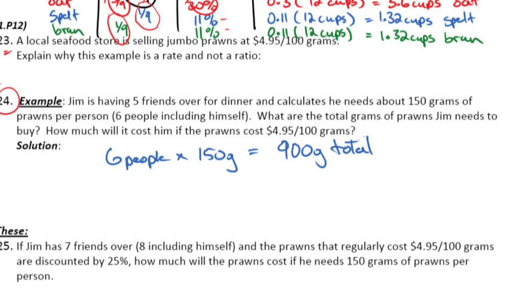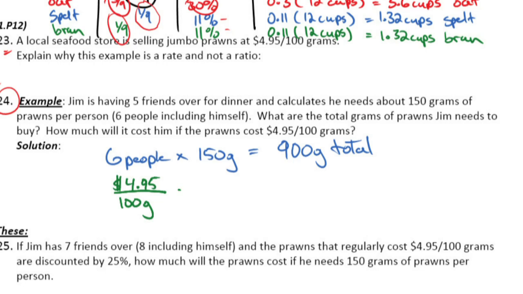Now, each 100 grams costs $4.95. So this is kind of like the fuel questions we were doing before. We're going to have $4.95 per 100 grams. So this is a rate. It'd be like 4 liters of milk for $5. We just have $4.95 per 100 grams.